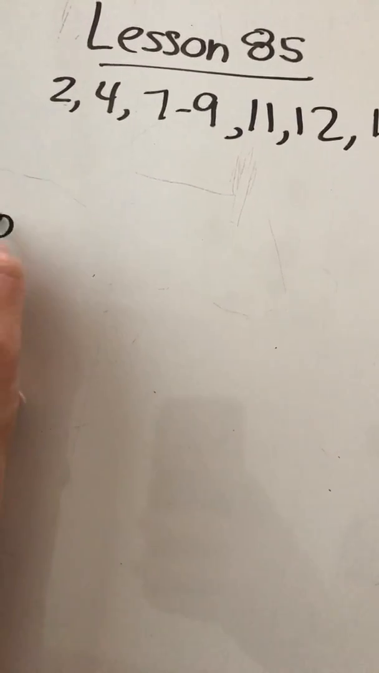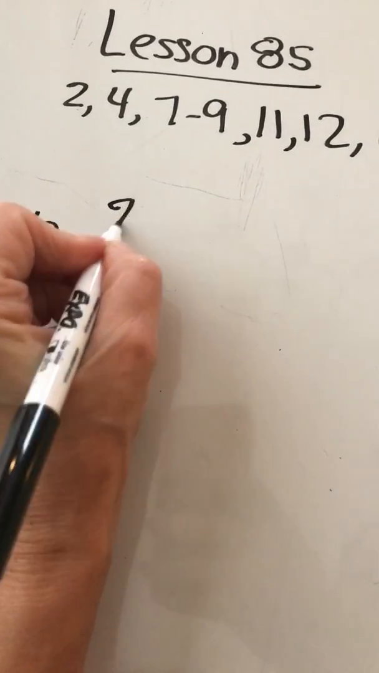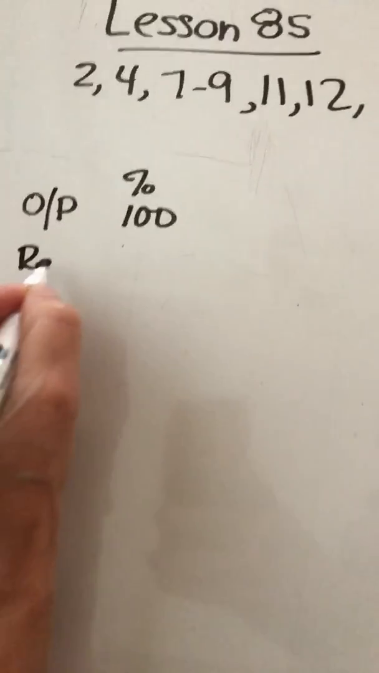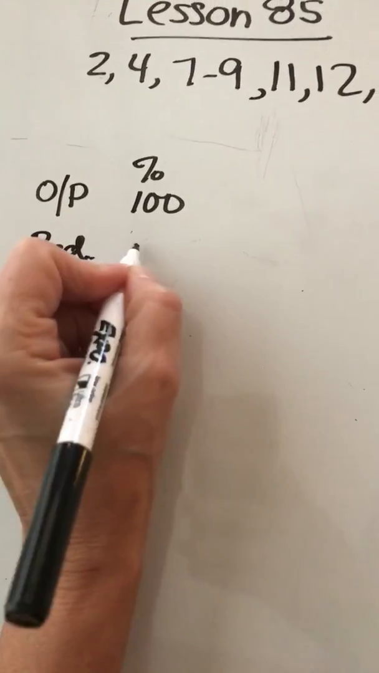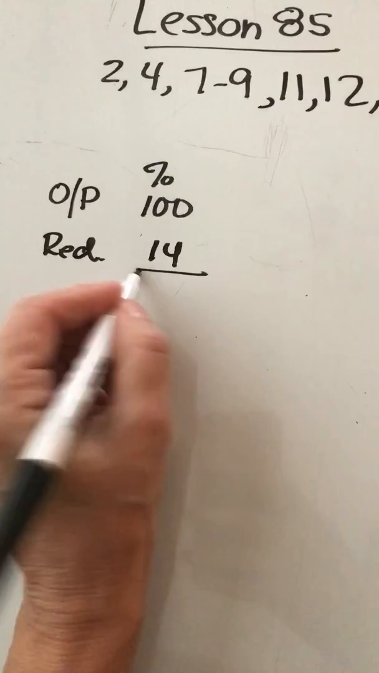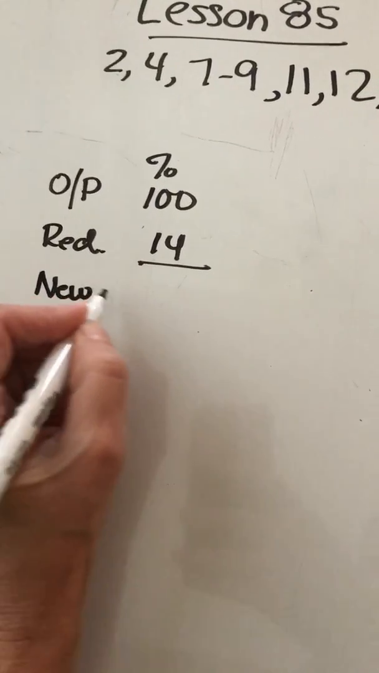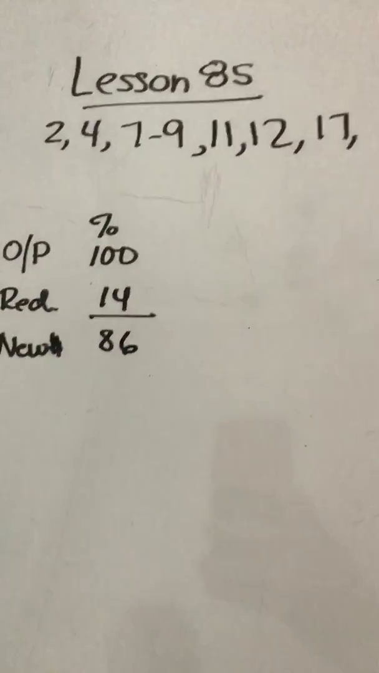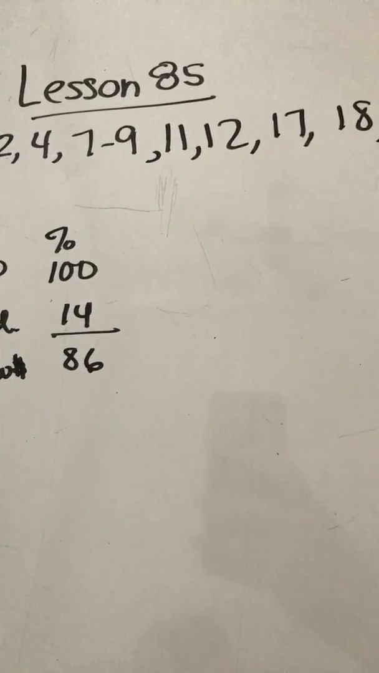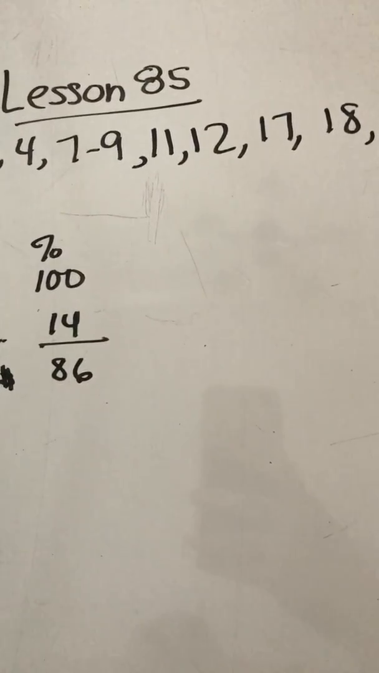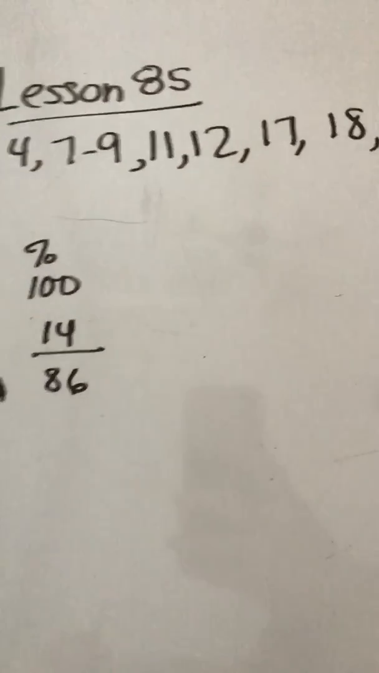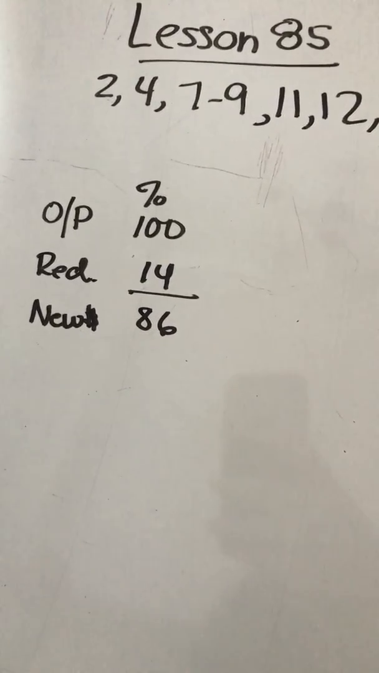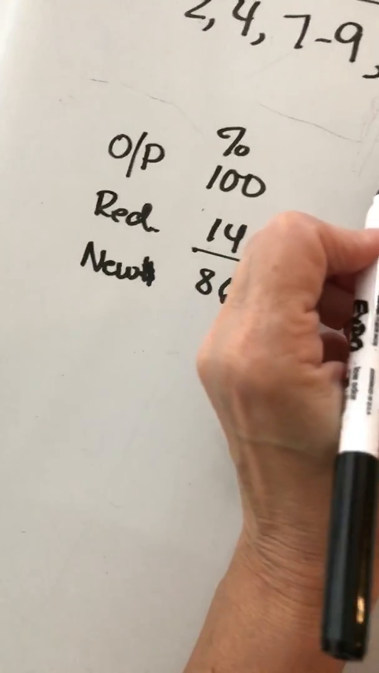So the original price was 100%. It was reduced 14% so that the new price would have been 86%. And so they reduced the price 14% to be able to sell the car for $3,440. So this is the actual dollars.